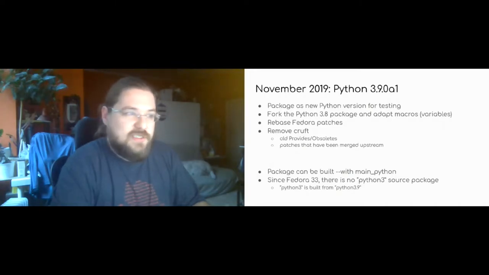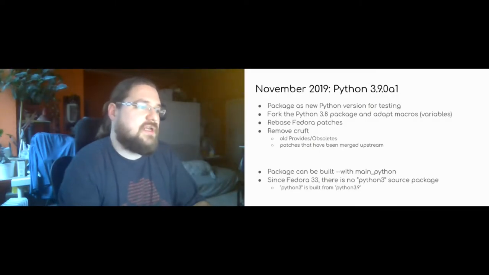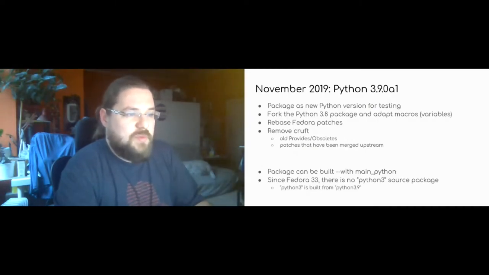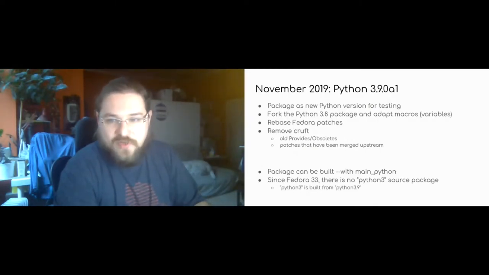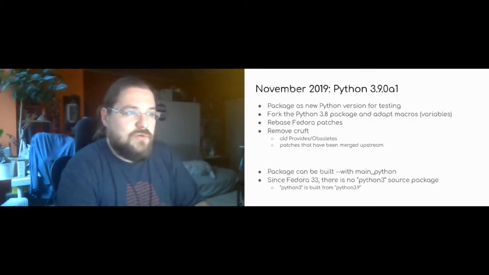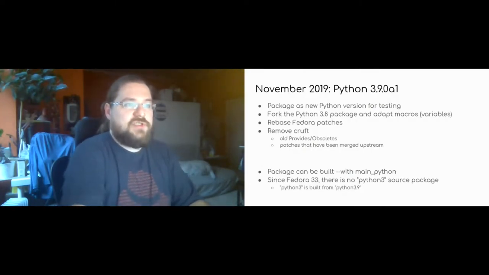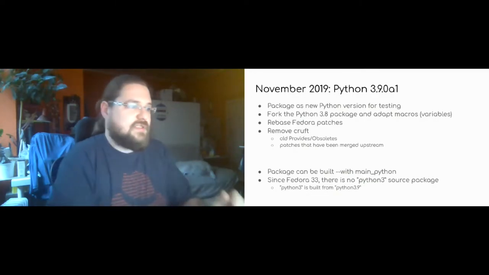What's interesting is that this new Python package for Python 3.9 can be built in two ways. Either you build it as an alternative version or you build it as a main Python version. It has a bcond for those of you who know packaging. So the same spec file can be built twice in different environments, and we don't need to care what Python version is the main when we create this.